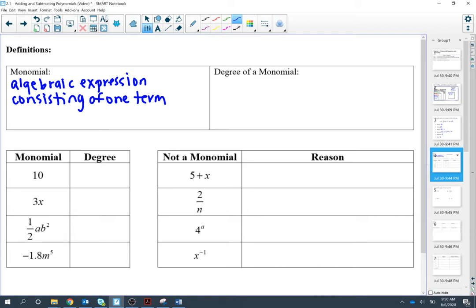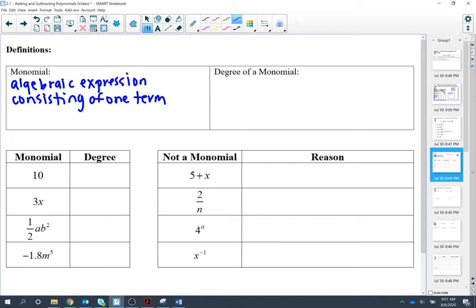So if you kind of look down here on the left-hand side on this little box where it says monomial, you have 10. That's kind of like one thing. 3x, it's kind of like one thing. Yeah, there's a 3 in here, there's an x, but they're being multiplied together, so they're kind of together. 1/2 ab squared, same thing. One kind of unit of things, and then negative 1.8 m to the fifth. Those are all examples of one term or a monomial.